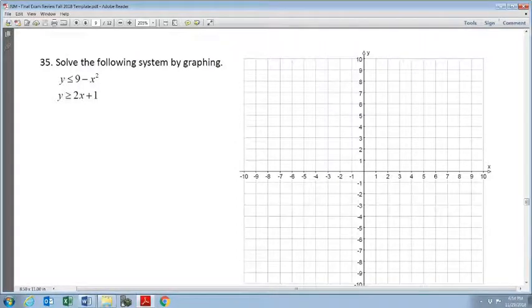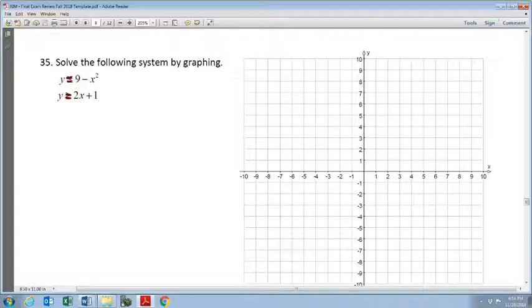All right, so we have to graph two inequalities. One of the things we do when we do this type of problem is we're going to have to put in the points of intersection. And so let's go ahead and find those first by looking at the equal case here, when y is equal to 9 minus x squared and y is equal to 2x plus 1.